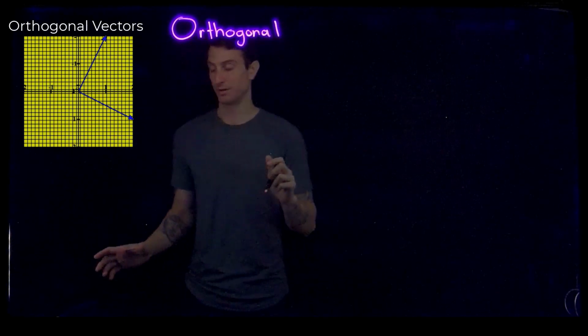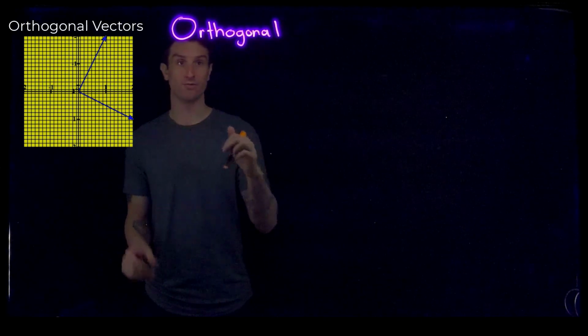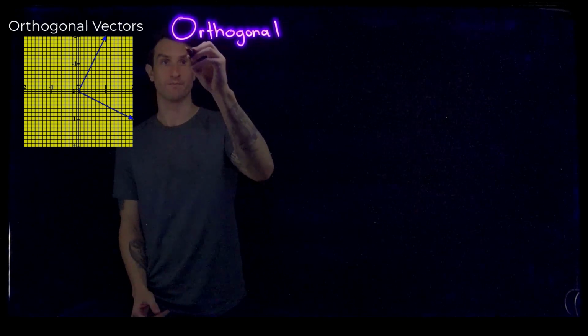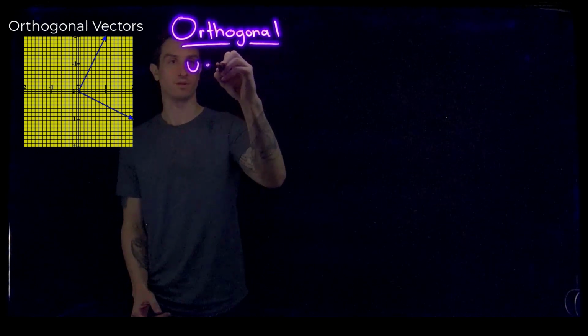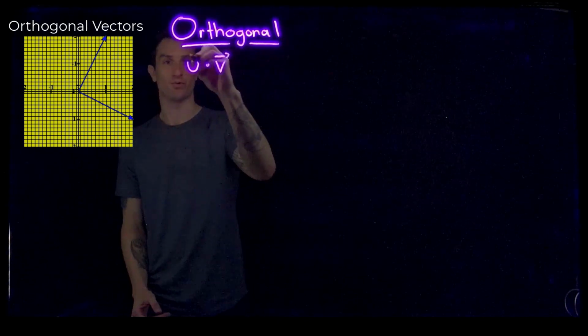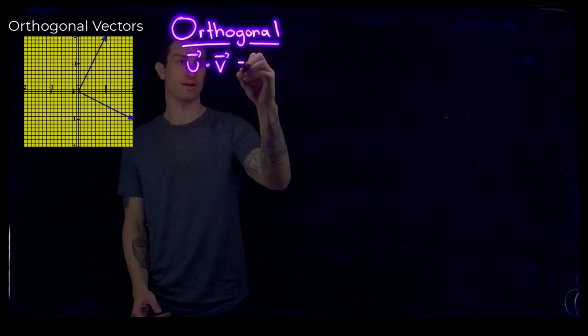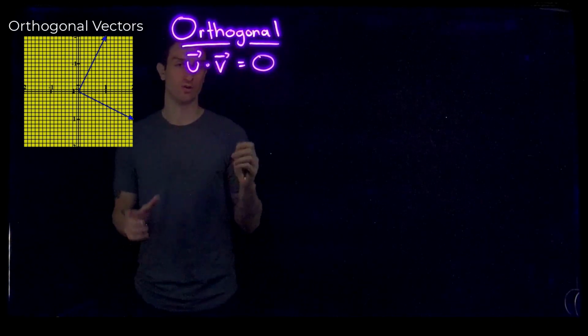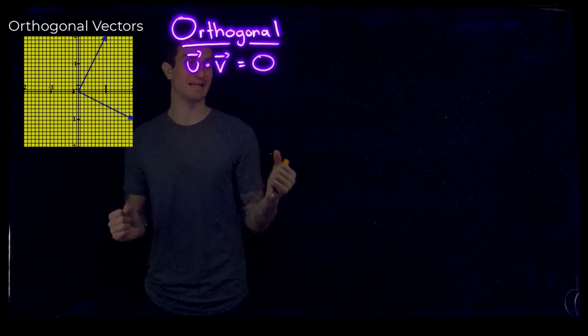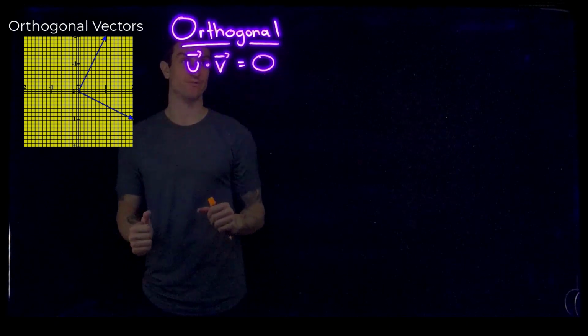Right now, simply what orthogonal means is if I give you two vectors, let's call them u and v, and I take their dot product, the result will be 0. So two vectors, I take the dot product, I get 0. That is the definition of what it means to be orthogonal.